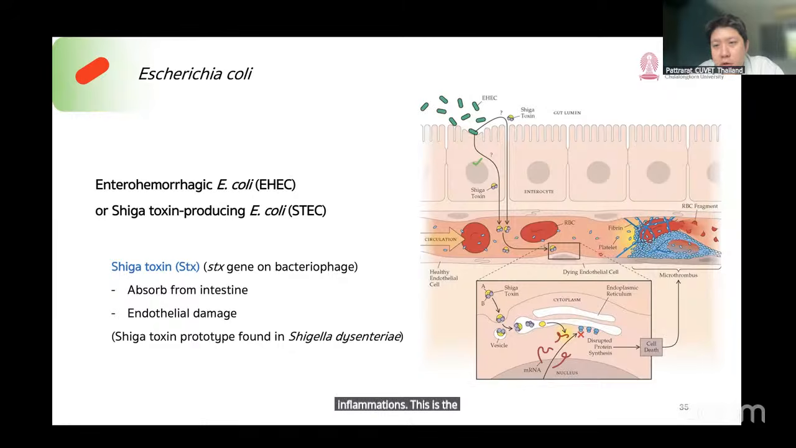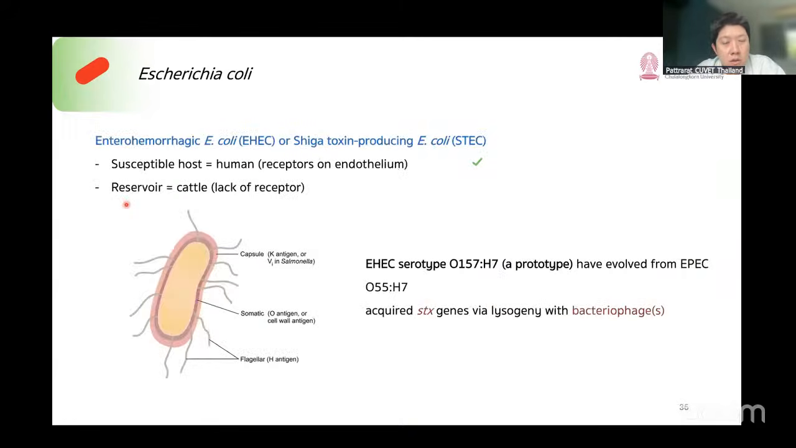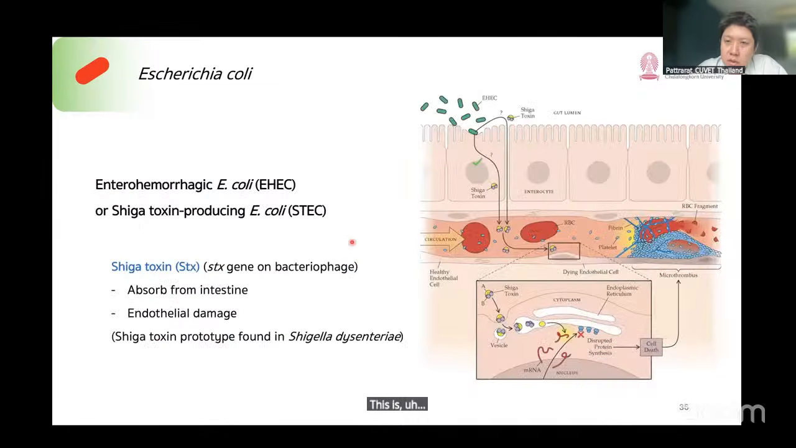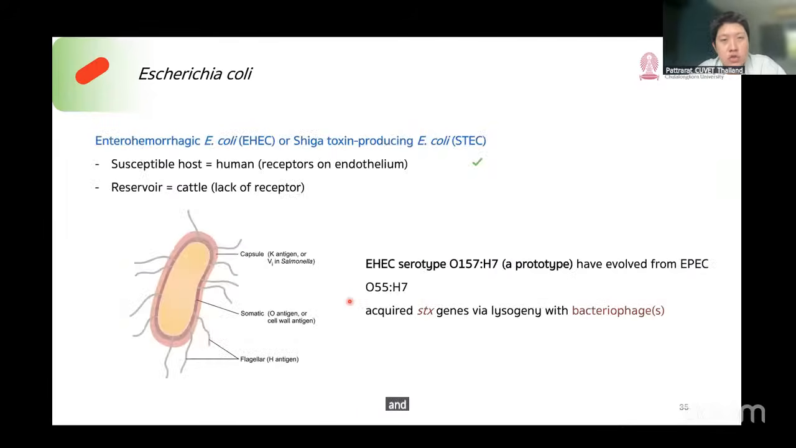This is the formation of fibrin and the coming of platelets. When the platelets produce fibrin, this can cause hemolysis when the red blood cells pass this area. Okay, this is why we call this enterohemorrhagic. This is a severe disease because the systemic signs can cause septic shock.